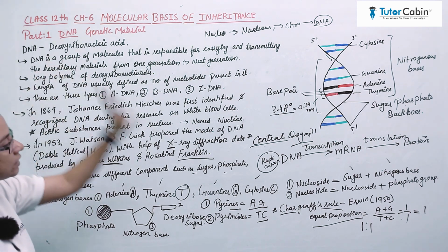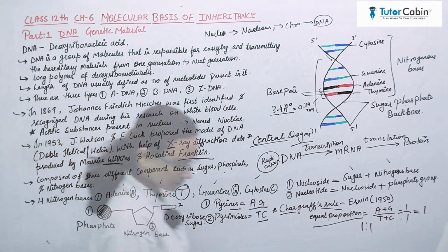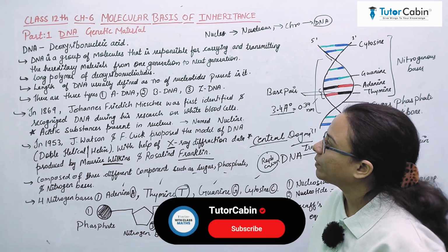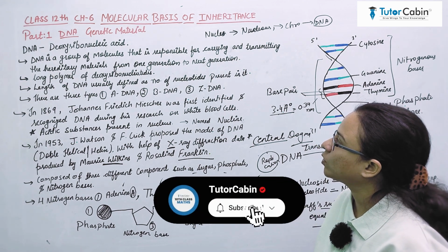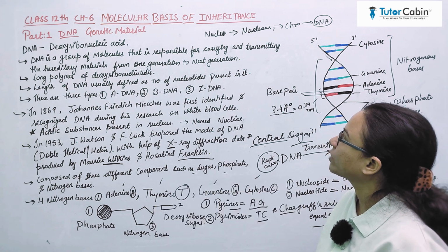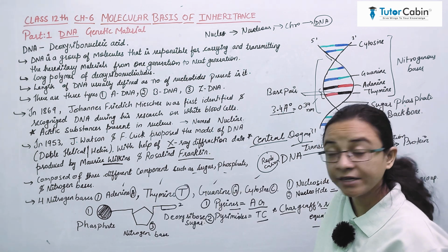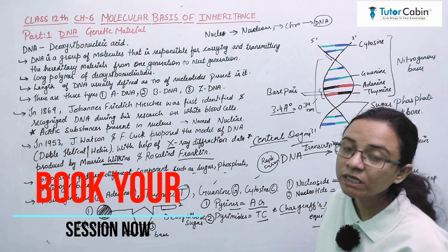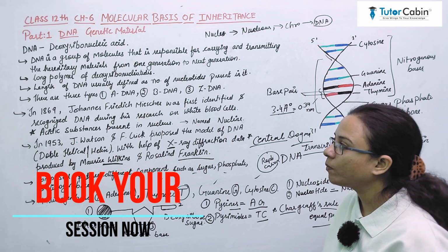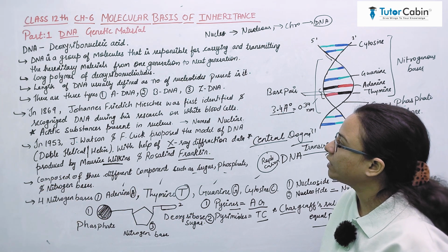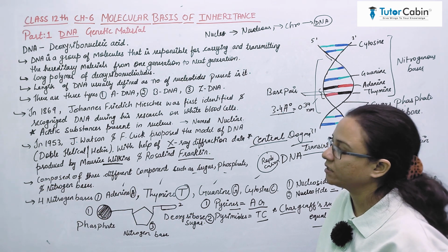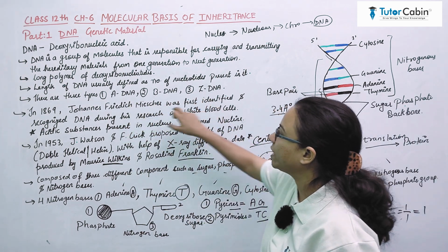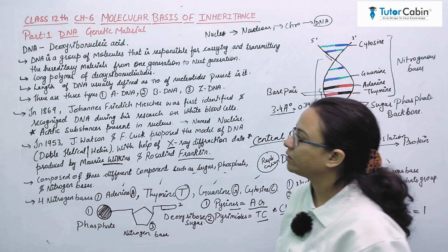So friends, this is clear in this chapter. Nucleic acid is a group of molecules responsible for carrying and transmitting hereditary material, containing information that is transferred from one generation to the next. This is a long polymer. The length of DNA is usually defined by the number of nucleotides present. Yes. There are three types: A, B, and Z. Mainly B is present in humans.